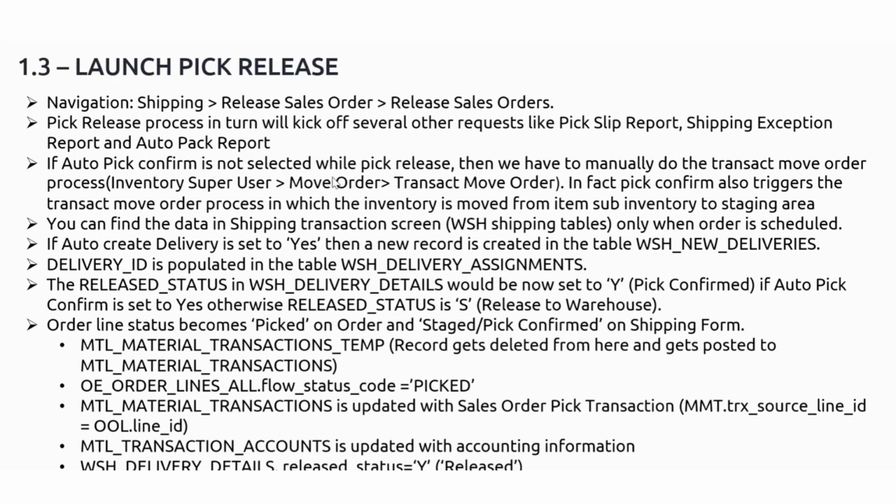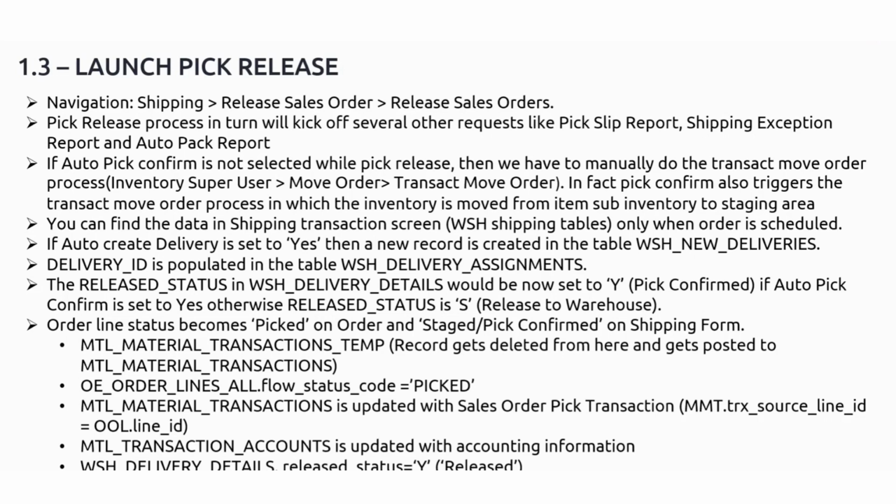Okay, so in this particular step, it will create the delivery if auto create delivery is set to yes, and it will put the record in a table called WSH new deliveries, which will have the delivery ID populated. And all these are the technical details which will get impacted in this particular step. In this step, the order line will be picked. The status of the order line will be picked.